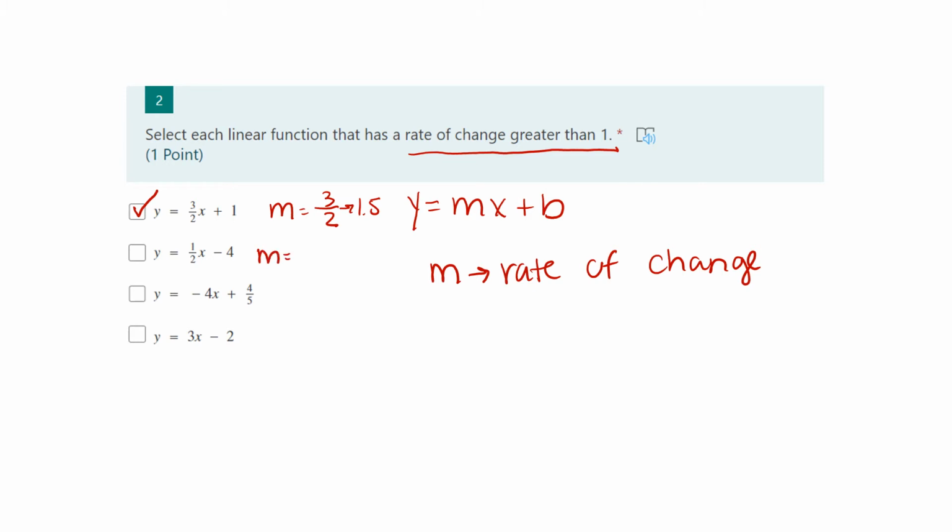For the second choice, your rate of change is 1/2. 1/2 is less than 1, so we're not going to choose that one. For number 3, your rate of change is -4. -4 is less than 1, so we're not going to choose that answer. And for the last one, our rate of change is 3, and 3 is greater than 1, so that is also a correct answer.